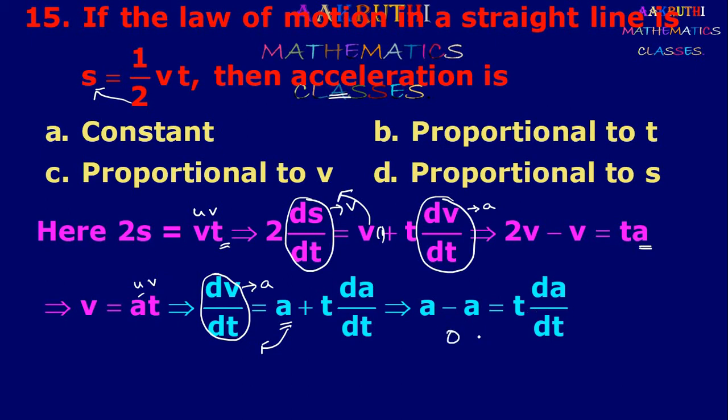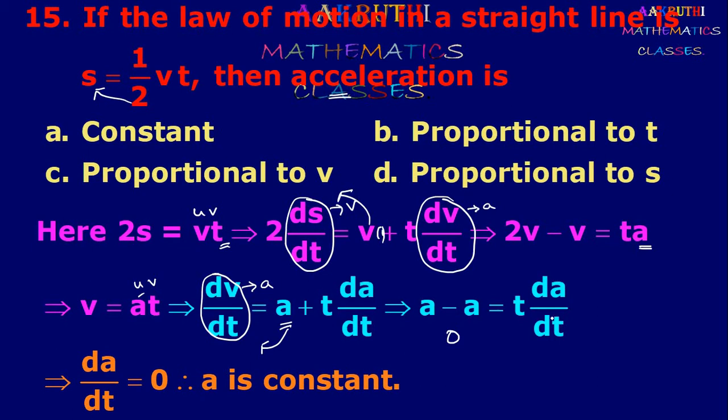Here a minus a is 0. So 0 equal to t into dA by dt. Therefore t equal to 0 or dA by dt equal to 0, but t equal to 0 is not possible. So we get dA by dt equal to 0. dA by dt equal to 0 implies a is a constant. That means acceleration is a constant, which is option A.